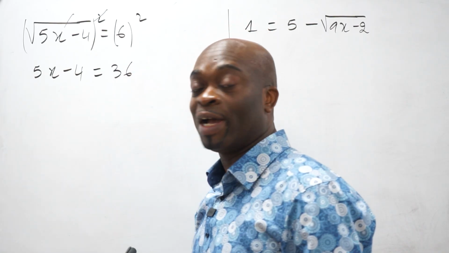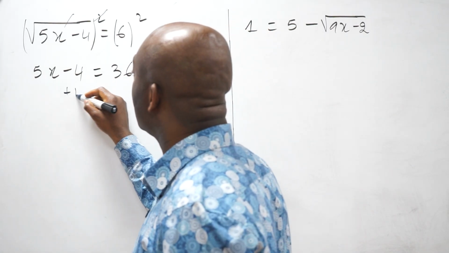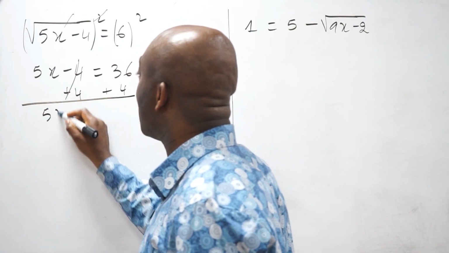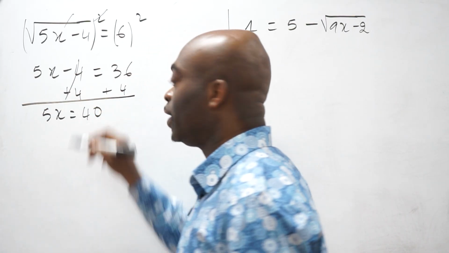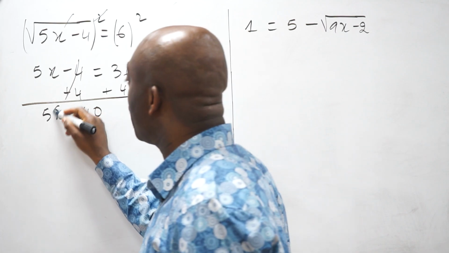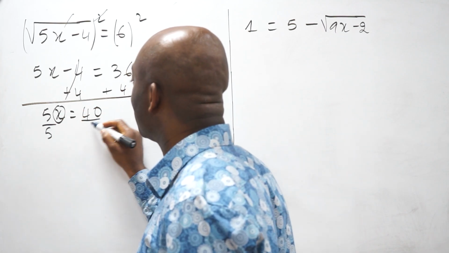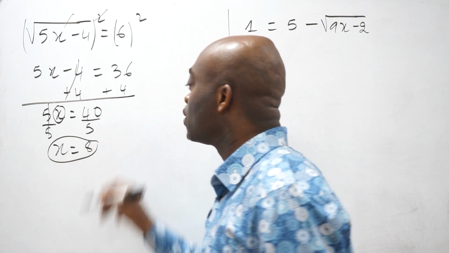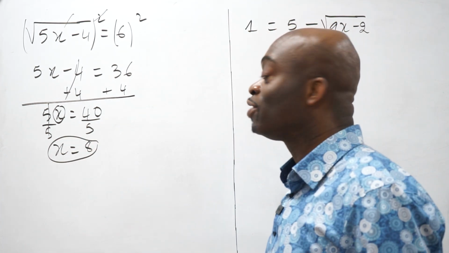Now you just have to solve for x. And to solve for x, we have what? Plus 4 on both sides. And then this one is 5x equals to what? 40. And then because we're solving for x, we have to divide by 5 and 5. And then x equals what? 8. So x equals 8 is your final answer.